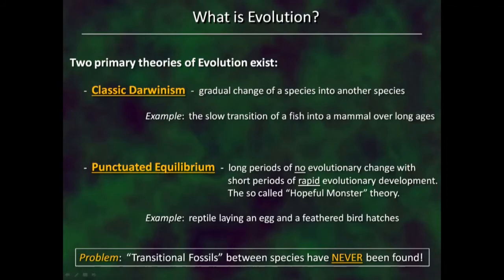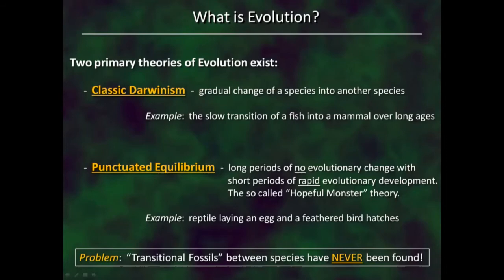Sometimes the scientists themselves call it a hopeful monster theory. And this would be like a reptile laying an egg and a feathered bird hatches out, that kind of thing. Whereas just in a matter of a few generations, a new species has come about. But of course, that's never been proven and never been seen, and never will, because it's not true. But they're desperate to try to show something to do with evolution, whether it's classical or this punctuated equilibrium.